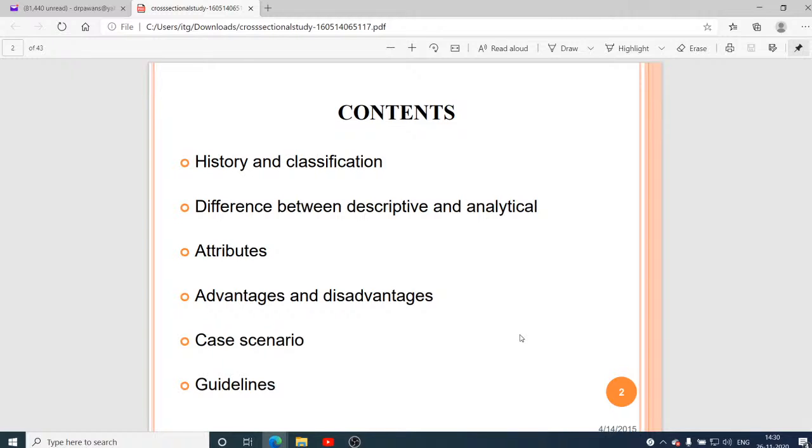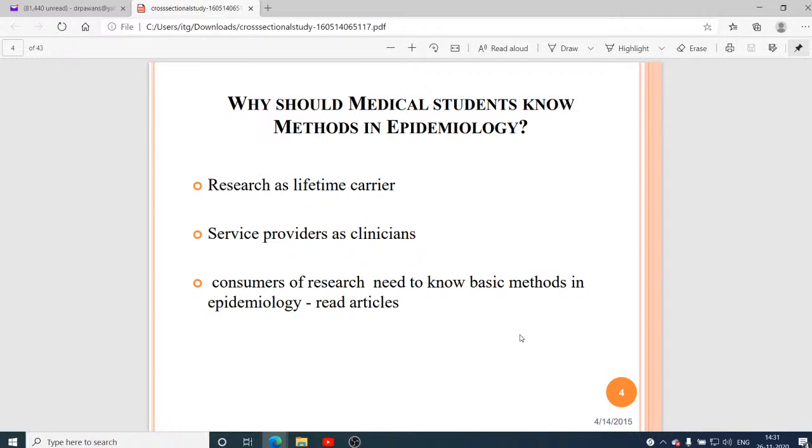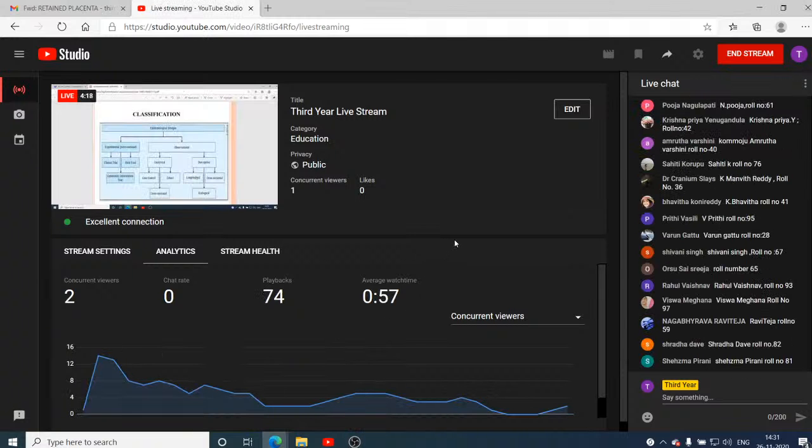So we will discuss history and classification, differences between descriptive and analytical studies, attributes, advantages, disadvantages, case scenario, and guidelines. Then again, history, development of modern epidemiology, scope of clinical epidemiology, definition, need. There are a whole lot of things here, but we will only focus on our subject from an exam point of view. Why should a medical student know about epidemiology? I'll just skip this. Now this classification is important. Kindly write it down if you have a book or something. It is always good to have.